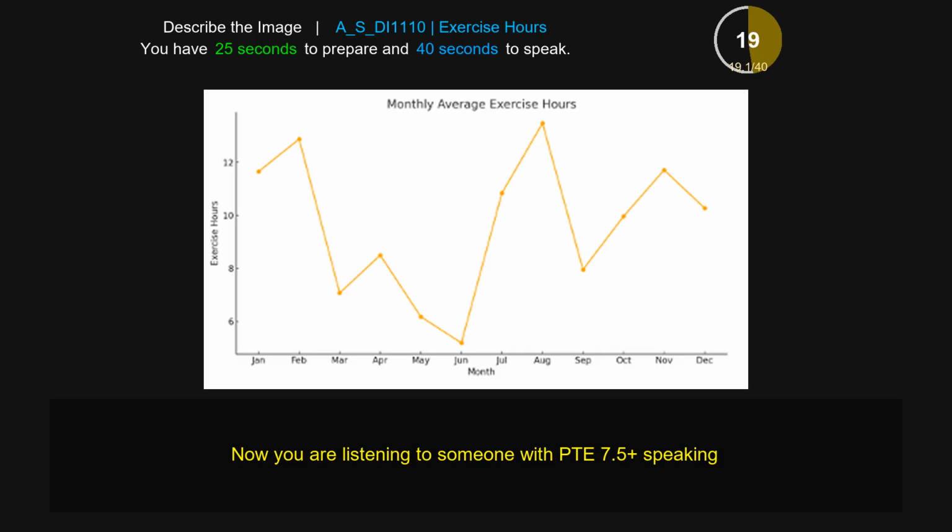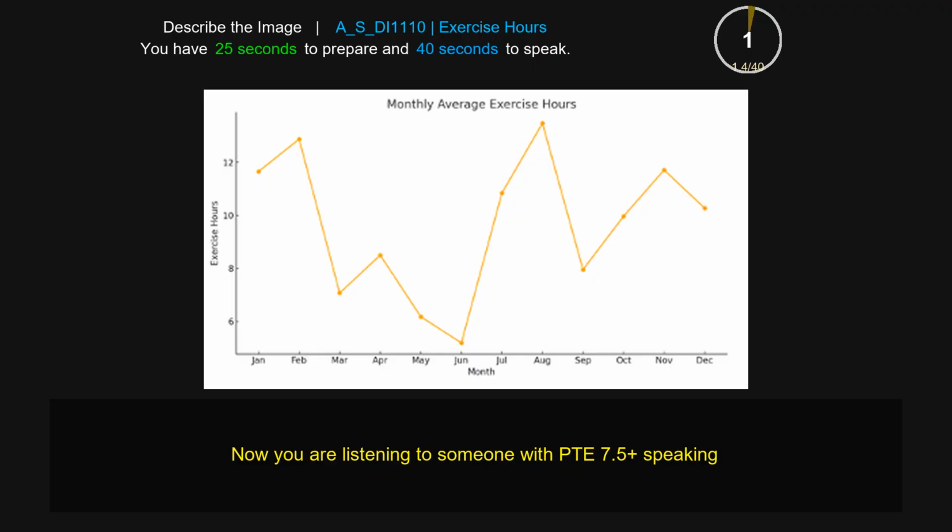it is followed by the month of February, that is covered only 13 hours per month. And it also gives information about the least number of exercise hours, covered in June, that is only 2 hours. Overall, the line graph is very informative and gives information about the monthly average exercise hours.